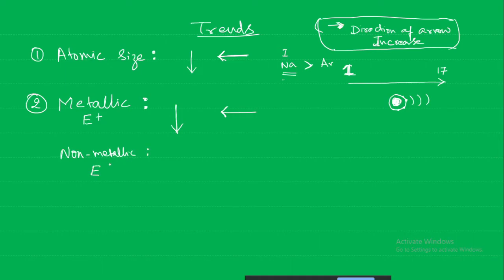It has a higher tendency to form electronegative ions. It will accept the electrons. Non-metal will gain the electron, while metal will lose the electron. Okay. Now, in the group, the metallic and non-metallic nature, down the group, will it increase or decrease?